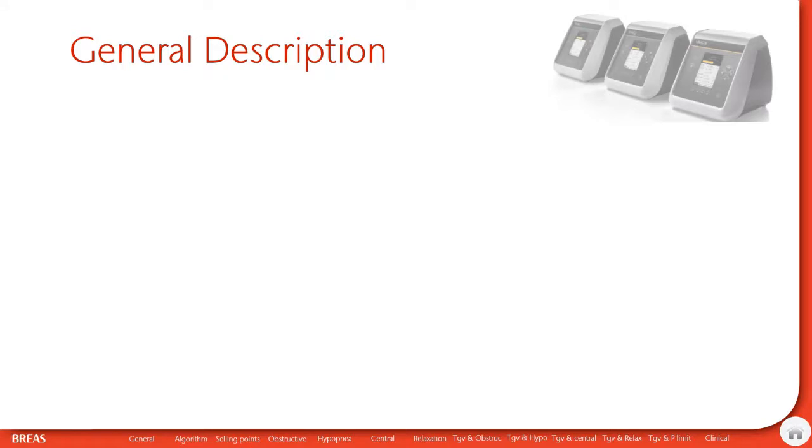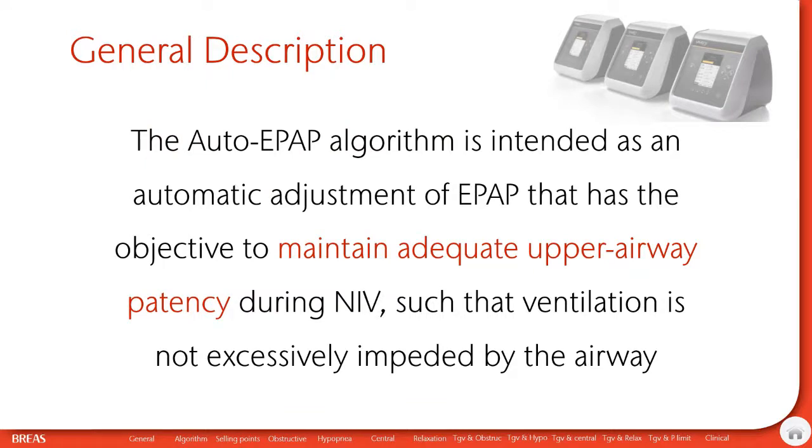Let's start with a general description of the Auto-EPAP algorithm. The Auto-EPAP algorithm is intended as an automatic adjustment of EPAP to keep the upper airways open. So the objective is to maintain adequate upper airway patency during non-invasive ventilation, so that ventilation is not impeded by the airway.